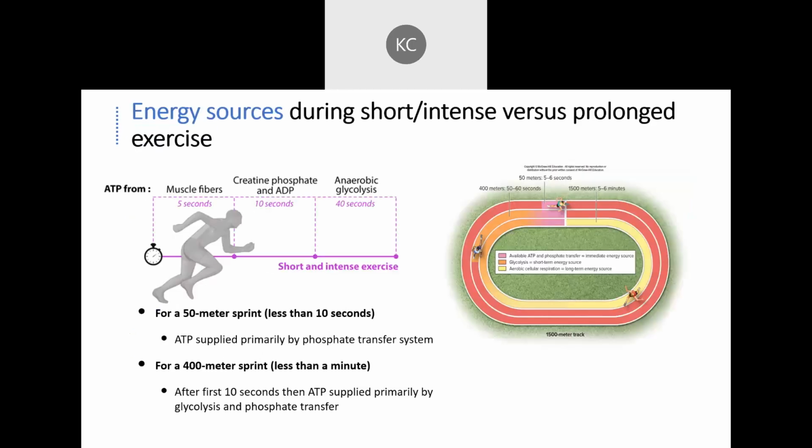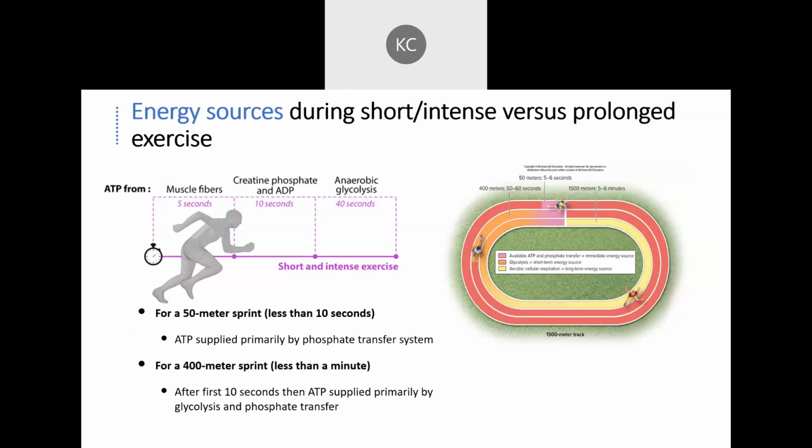All right. So depending on what type of exercise you're performing, you can rely on different sources of ATP. If you're doing something very quick, you just need quick, fast, immediate energy, you can rely on your phosphate transfer system, right? So you have some ATP that's just available. You have the creatine phosphate that can donate the phosphate to the ADP to create some extra ATP.